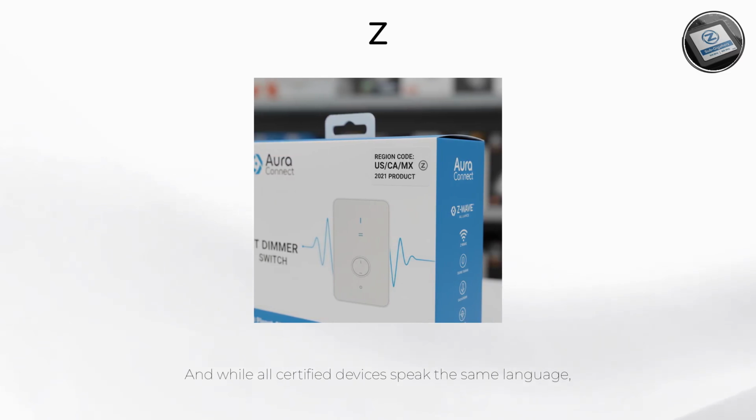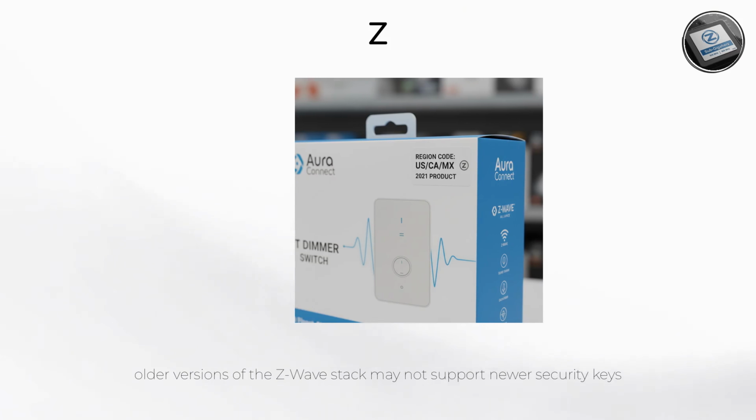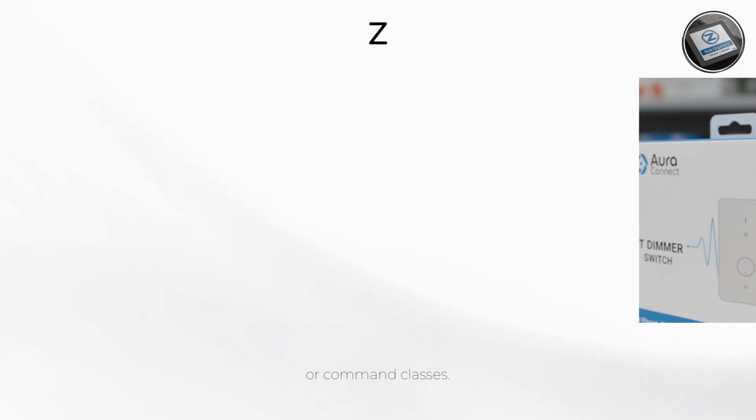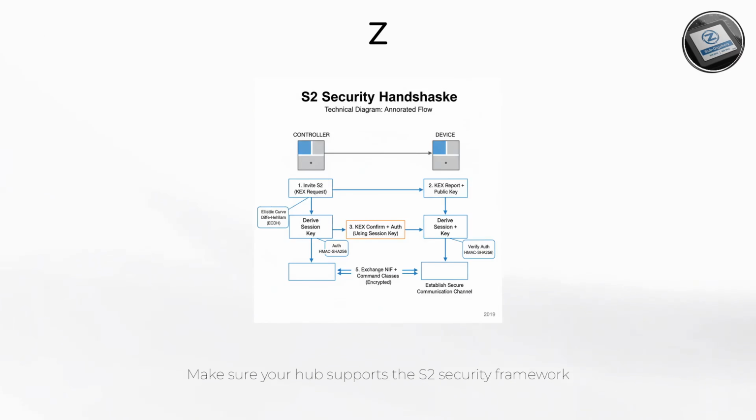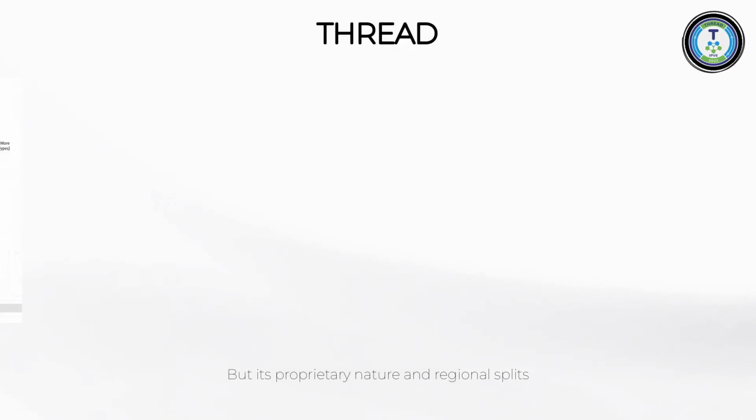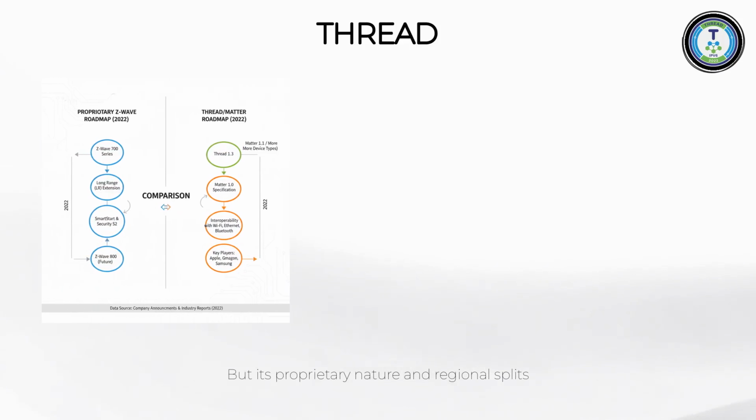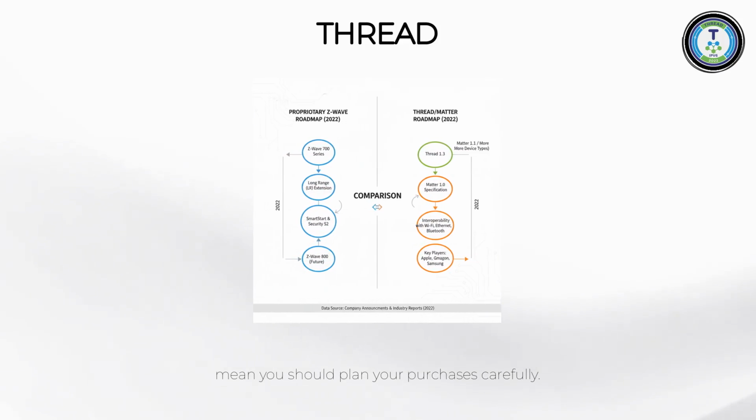And while all certified devices speak the same language, older versions of the Z-Wave stack may not support newer security keys or command classes. Make sure your hub supports the S2 security framework and the features you need. In summary, Z-Wave is well suited to locks, garage door controllers, and sensors that need longer range and robust messaging, especially in homes with thick walls or crowded Wi-Fi channels. But its proprietary nature and regional splits mean you should plan your purchases carefully.